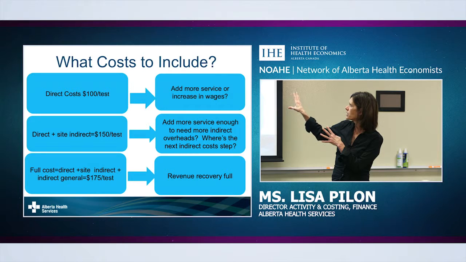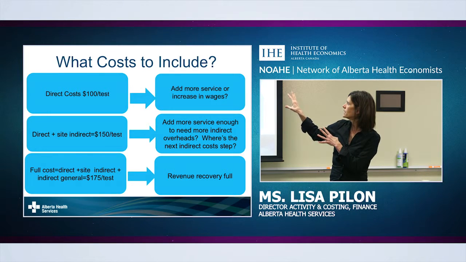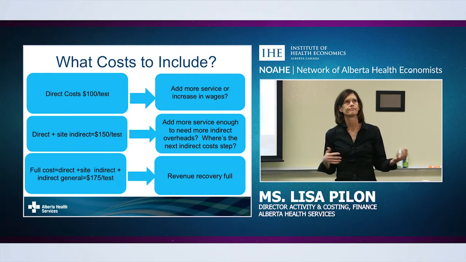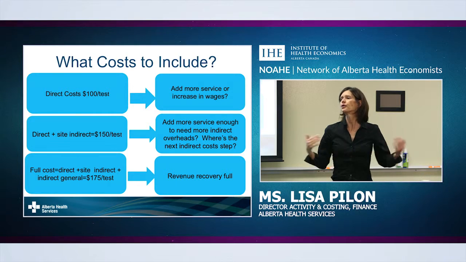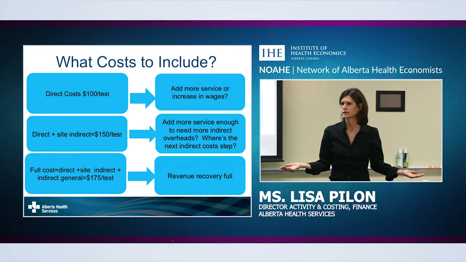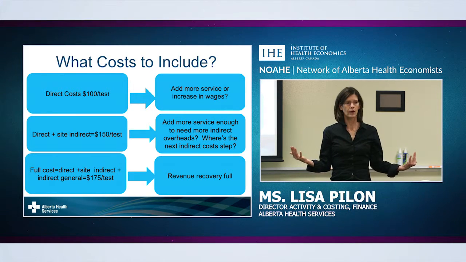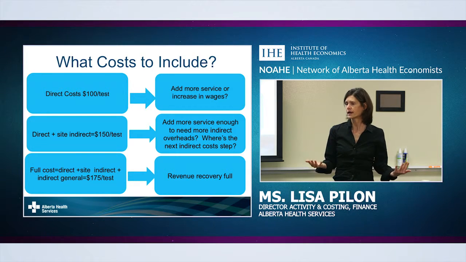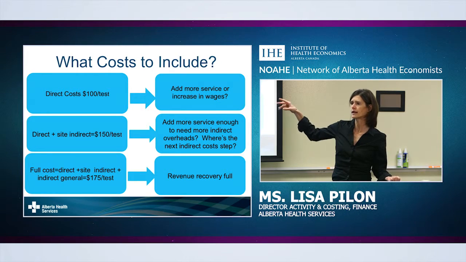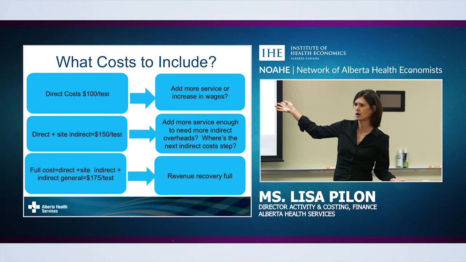So for example, in a direct cost, you might only use direct costs. That might help you figure out what would happen if I added more service. Well, if I added more service, I'm not going to add 2 presidents to Alberta Health Services. So I'm not going to add all that overhead, because adding 3 more tests isn't going to make my costs go up. So that's an example where I would only use direct costs.